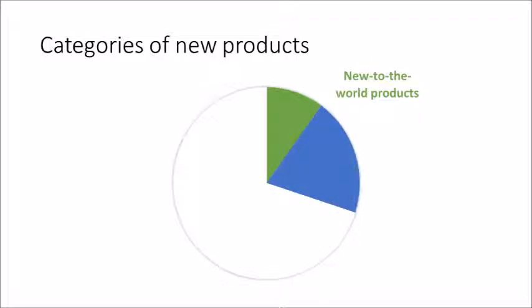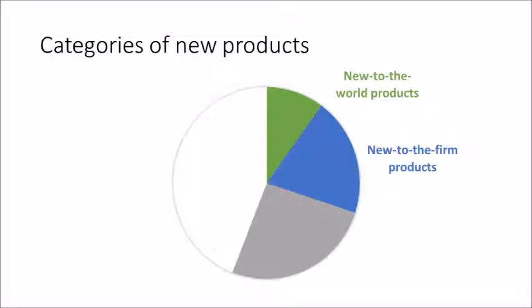The remaining 90% of new products are split as follows. The next category makes up approximately 20% of all new products. Do you have any idea what this would be? These are new to the firm products. Our example for this category was Google+.